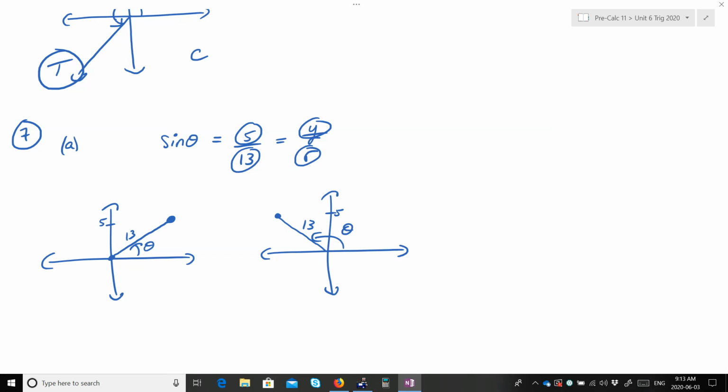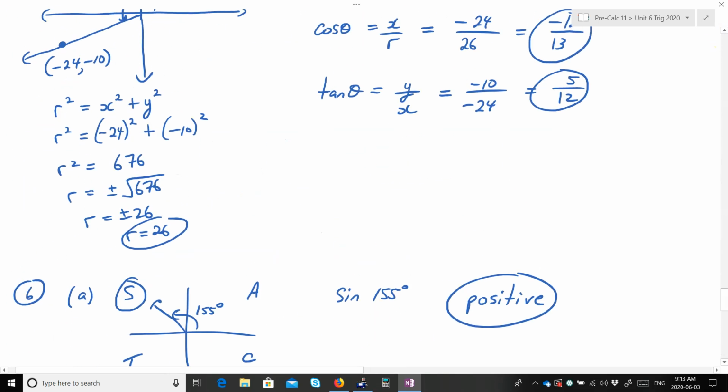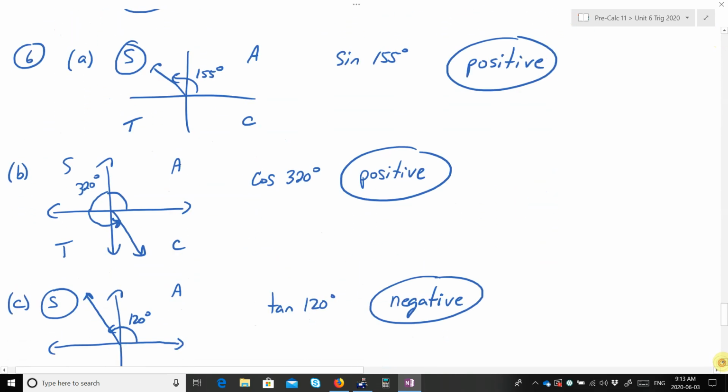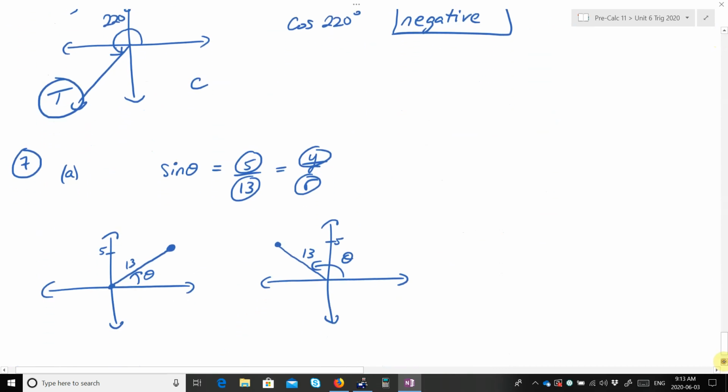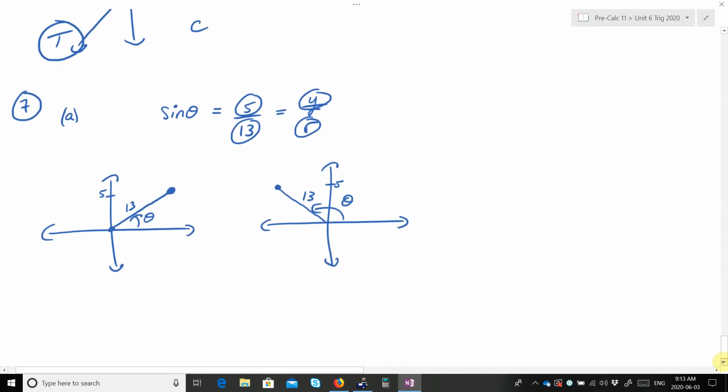Okay, and I just want to make sure things are good with my answers up above. We got positive, positive, negative, negative. That looks good. Answer key. Okay.